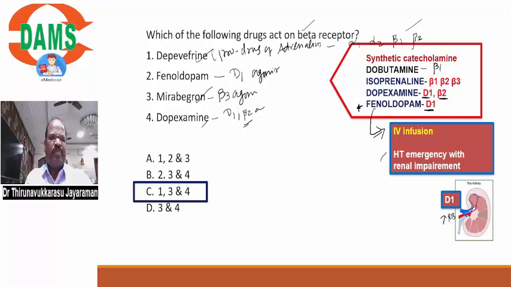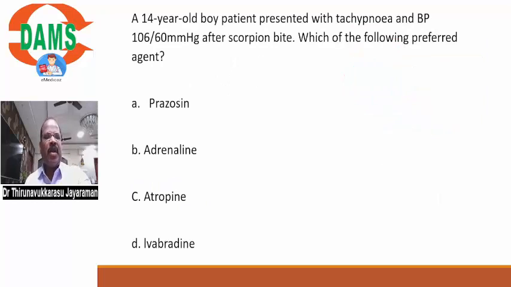So in this question, for beta action we can go for dipivefrin, mirabegron, dobutamine. Fenoldopam is mainly a D1 agonist. Coming to the next question.